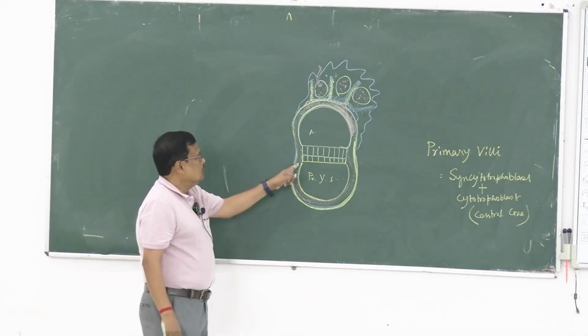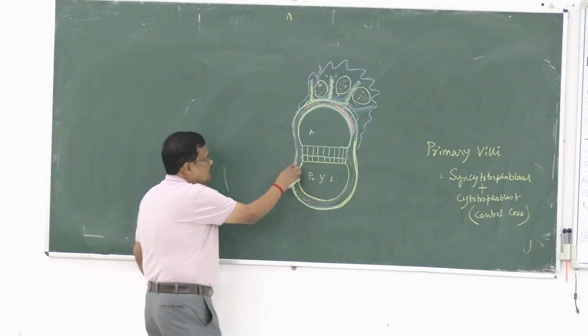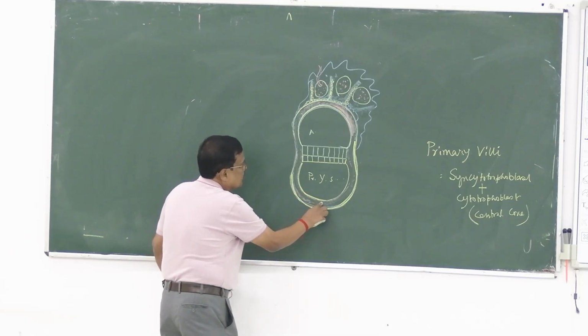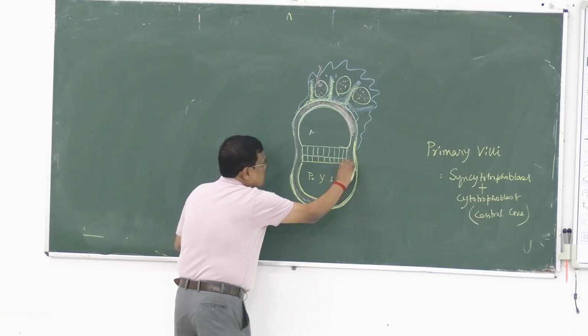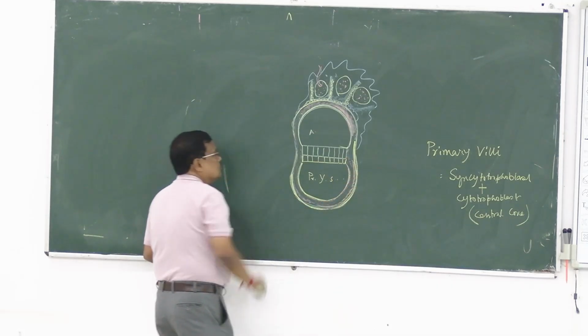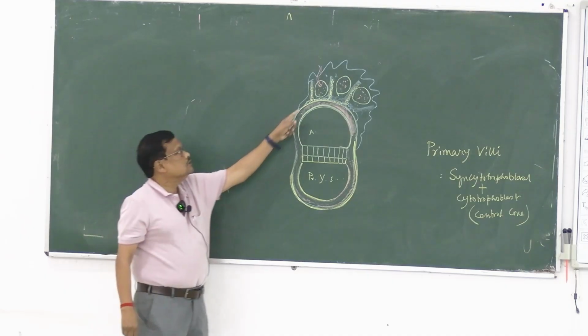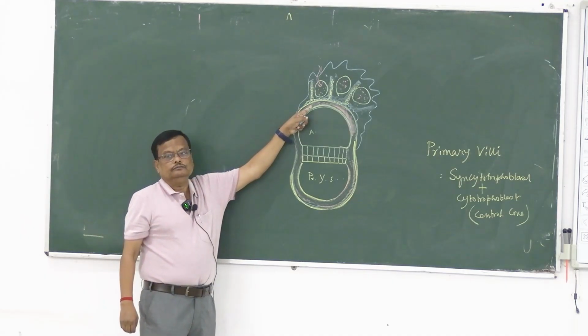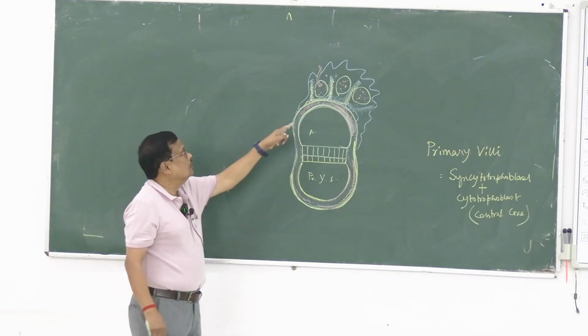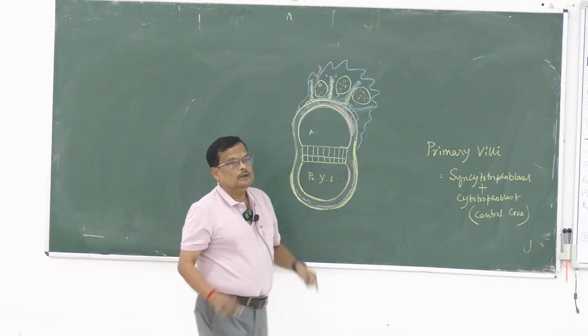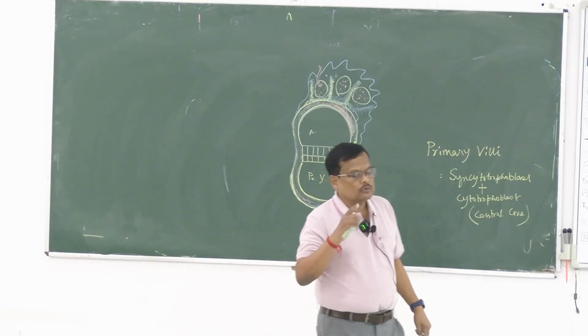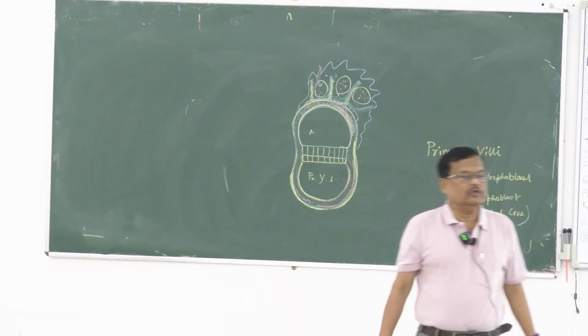Within this extraembryonic mesoderm, a cavity will appear, dividing this extraembryonic mesoderm into a splanchnopleuric and somatopleuric layer. This is the extraembryonic mesoderm. After a few days, this extraembryonic mesoderm will extend into the core area of the primary villi.